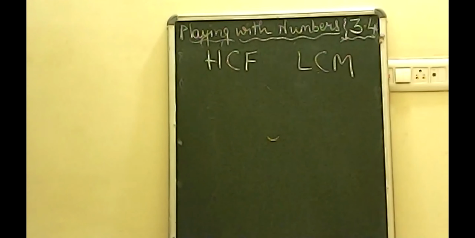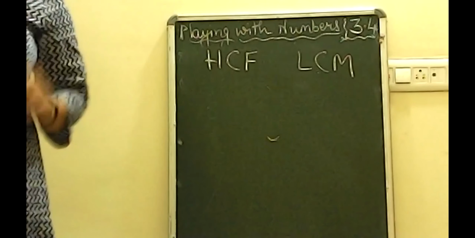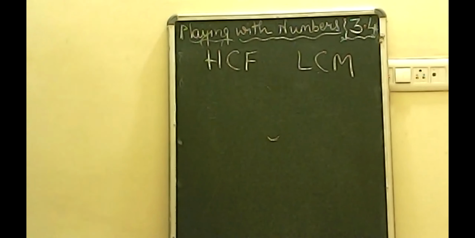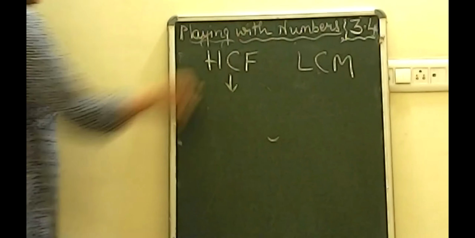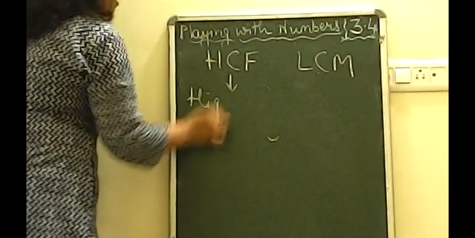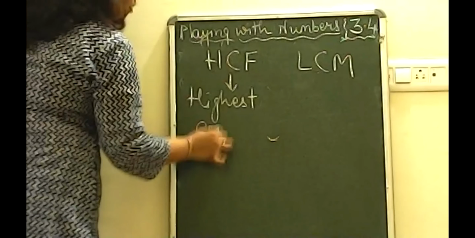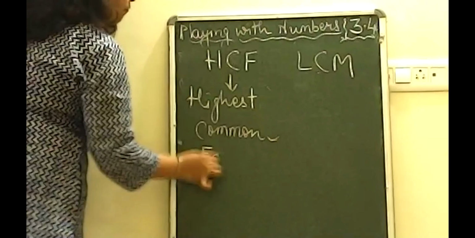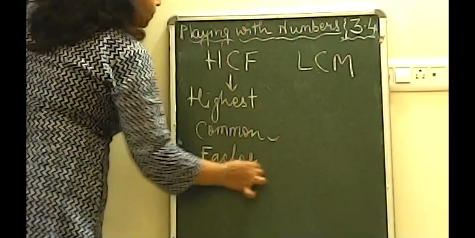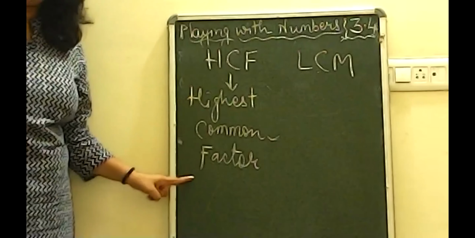So first of all, I will be introducing two things today to you, HCF and LCM. Okay? I will be telling you the method of listing. The method I will tell you today is the listing method. Now let me tell you how we will do that. First of all, let us know what is the full form of HCF. H for highest, C for common, F for factor. So the full form is highest common factor.